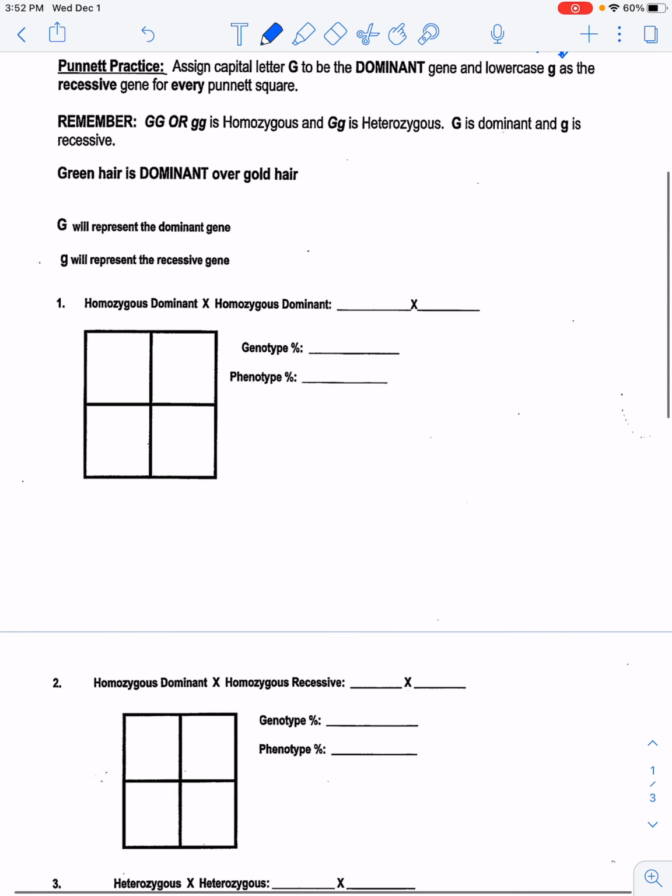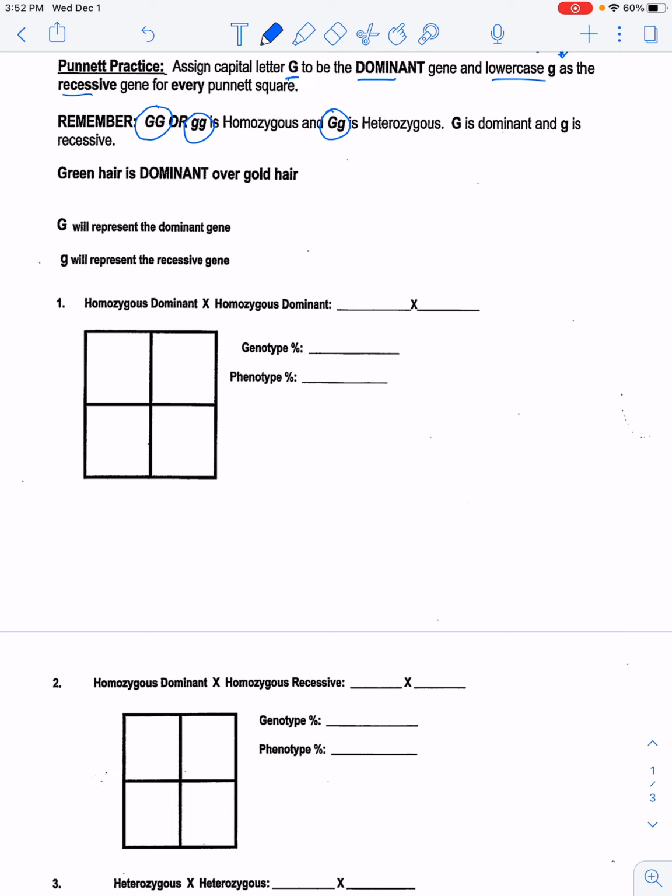It's telling us to use the letter G, that a capital G is dominant, and that a lowercase g is recessive, and that's always true. All of the capital letters are dominant, and all the lowercase letters are recessive. It's telling us again those three genotypes that we talked about. You can be homozygous dominant, homozygous recessive, or heterozygous. Those are the three different genotypes that we have.